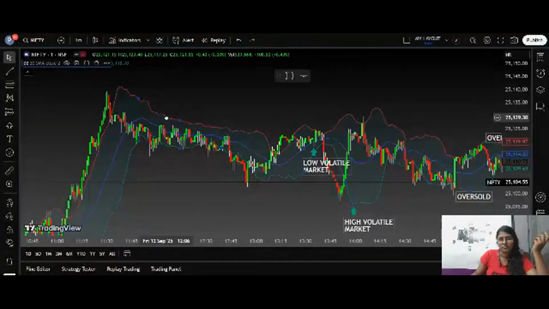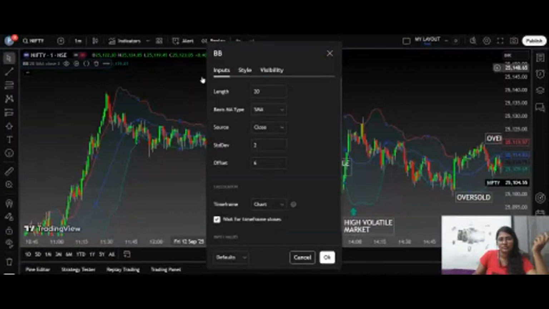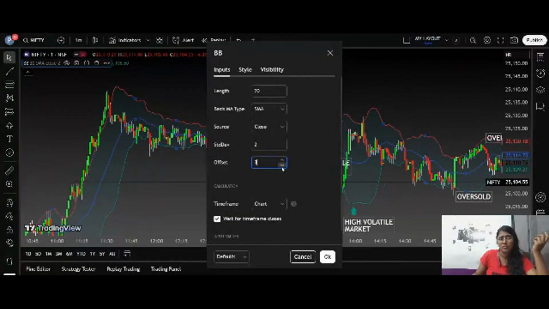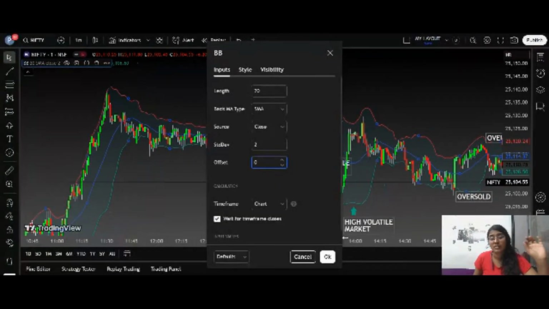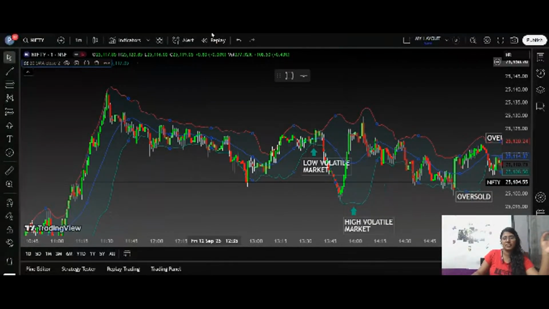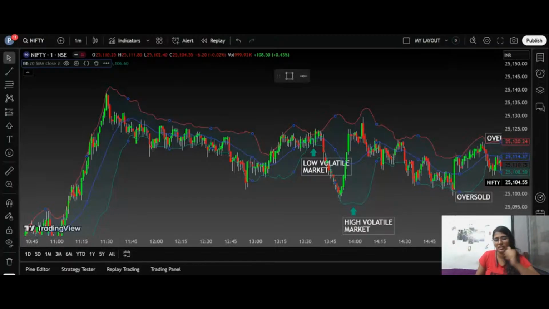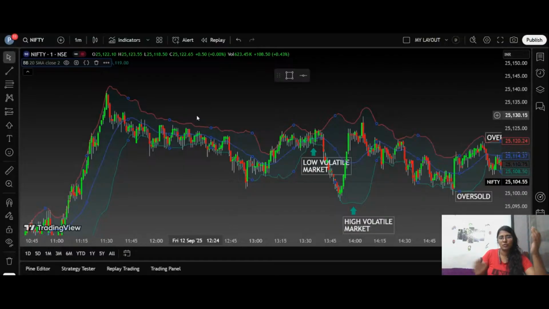If I increase the offset, what is the meaning of this term offset? The meaning of offset is nothing but shifting something parallel to itself. The offset is zero like this. If I turn on the offset, it will shift a little bit parallel to itself.